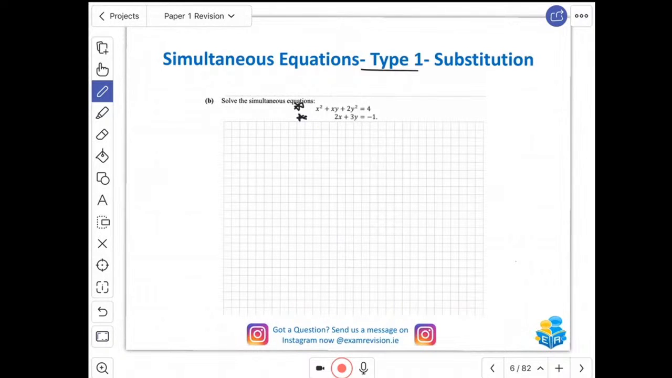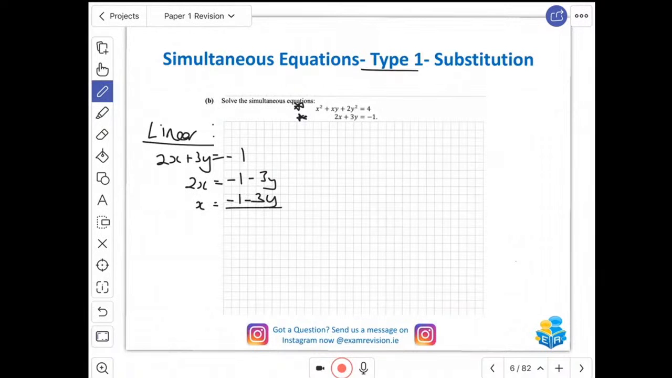So we always start with our linear equation. And what we're going to do is take our linear equation and isolate either the x or the y. So let's say we isolate the x. I'm going to bring the y across. So that's going to give me -1 minus 3y. And I'm going to divide across by 2. So x is going to be equal to -1 minus 3y all over 2. So that's step 1. We isolate either the x or the y. It doesn't matter which one you pick. Just pick one of them and go with it.